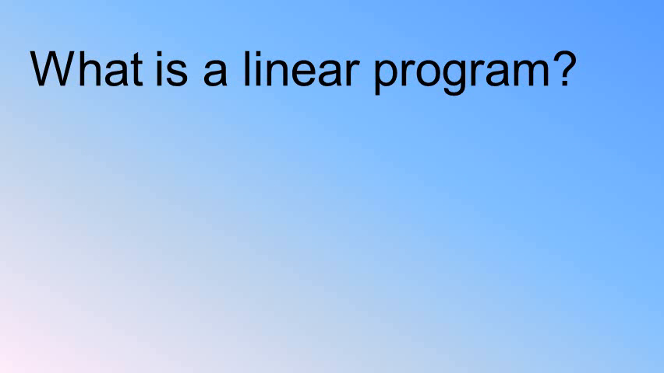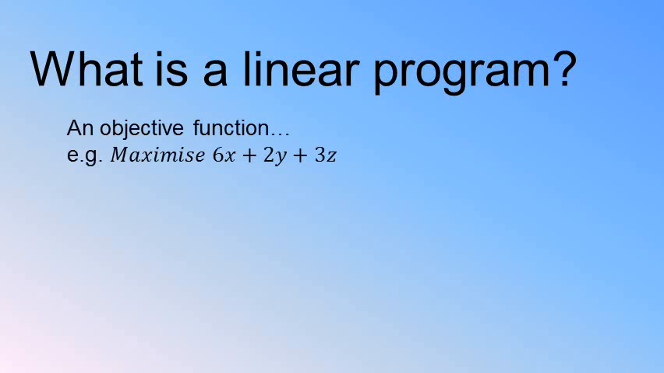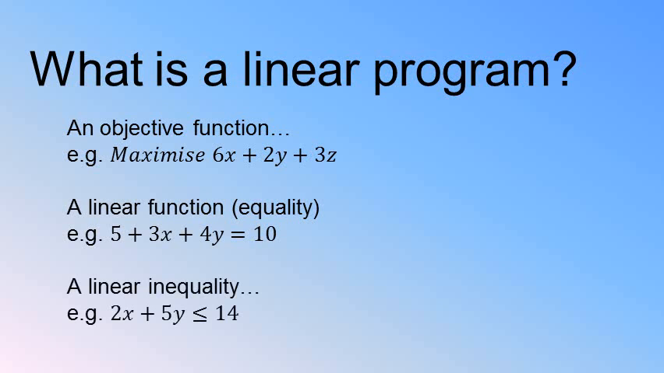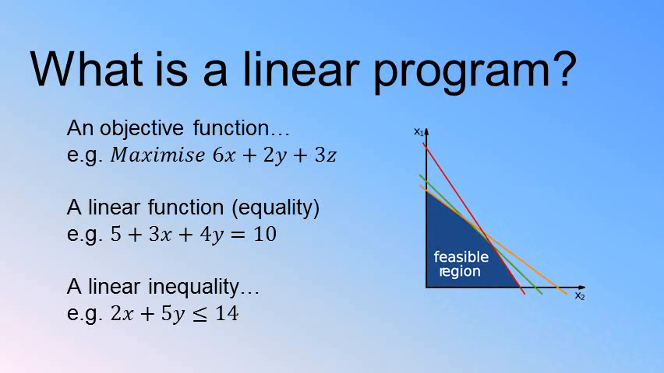A linear programming problem is a problem that involves attempting to maximize or minimize a certain objective function of a set of variables. For example, here we are trying to increase this function with respect to x, y, and z. We do this subject to a set of linear constraints. These can either be equality constraints or inequality constraints. These constraints describe what is called the feasible region, i.e. the set of solutions that satisfy the constraints.